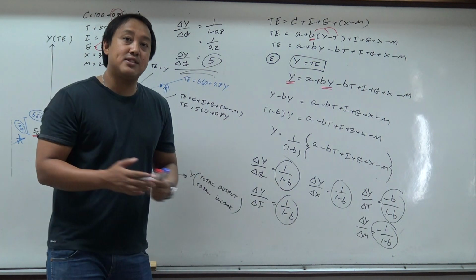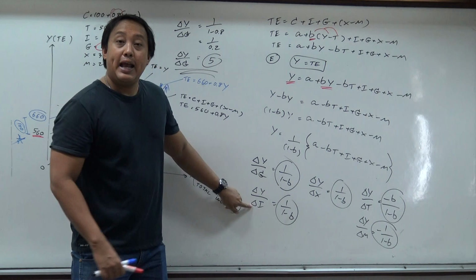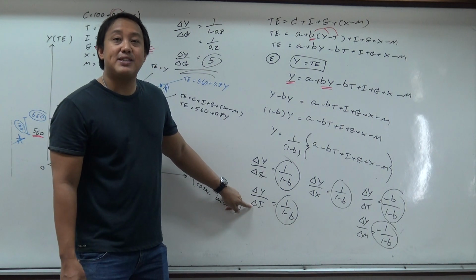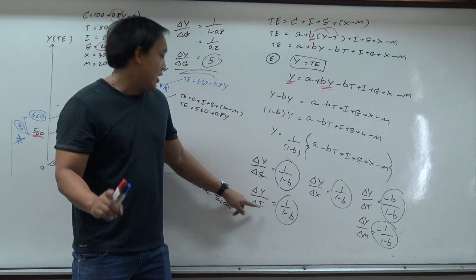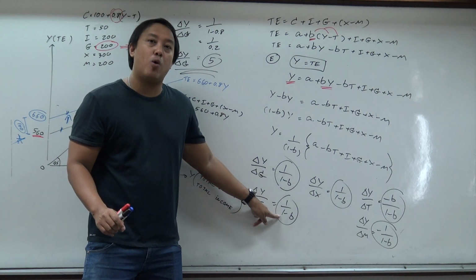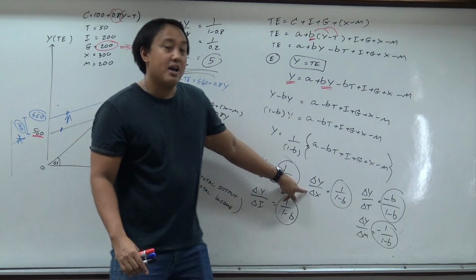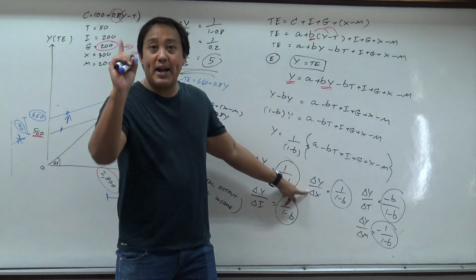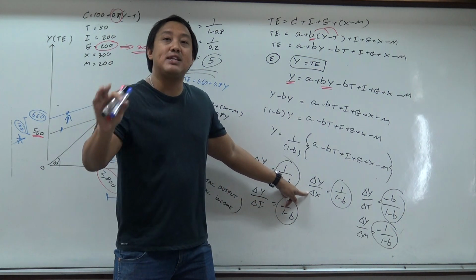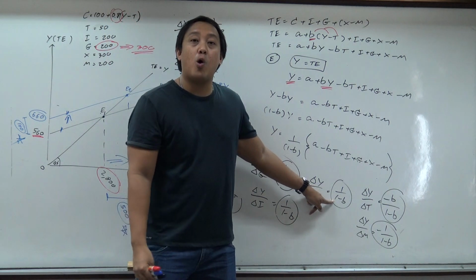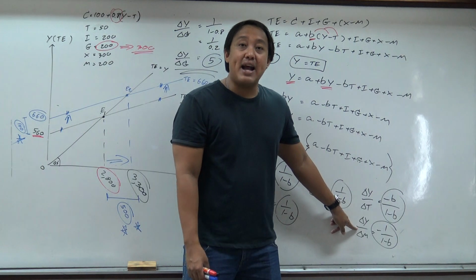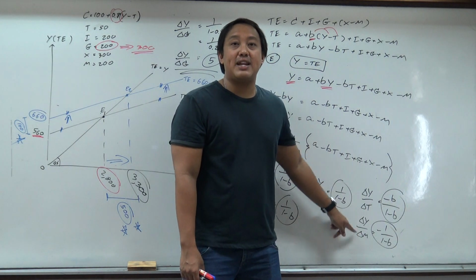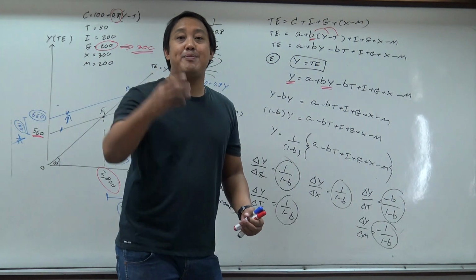Same story: if the business sector invests 1 unit more, the GDP will increase by 1 over 1 minus B, 5 times. If we export $1 more, the GDP will increase 5 times, or 1 over 1 minus B. Import, on the other hand, is minus 1 over 1 minus B. It means that if we import $1 more, the GDP will decrease.